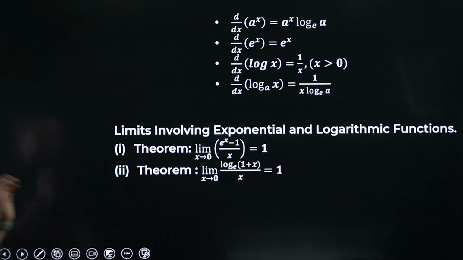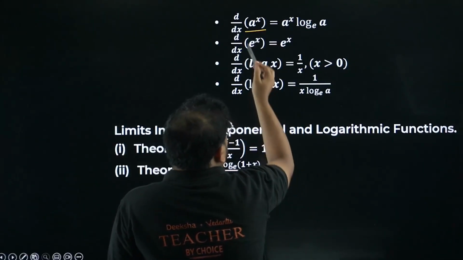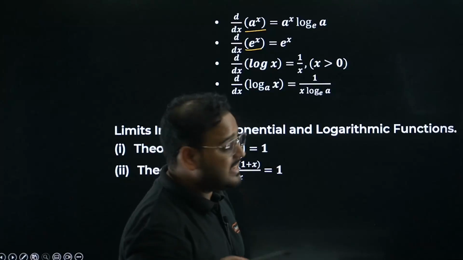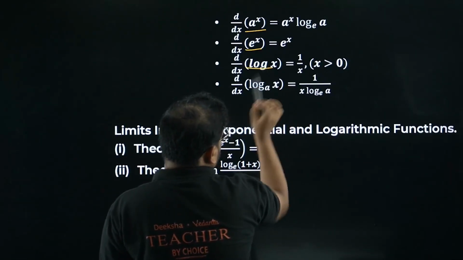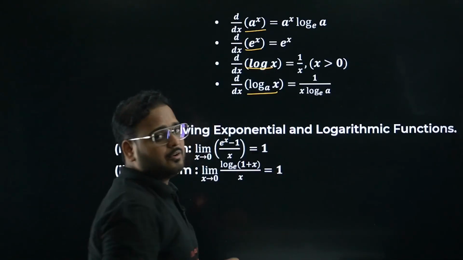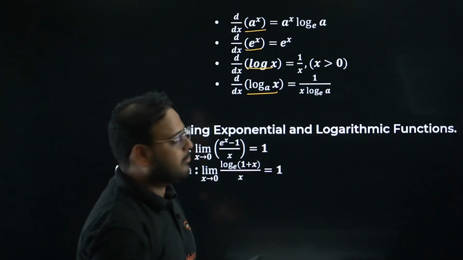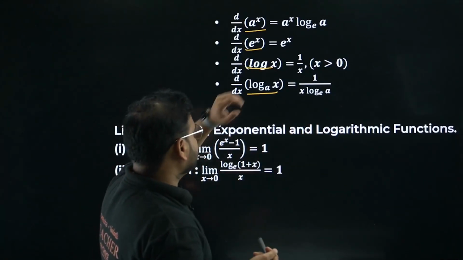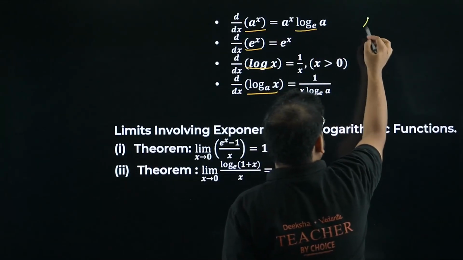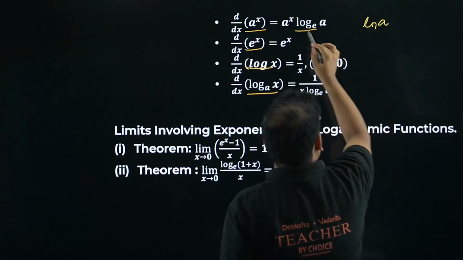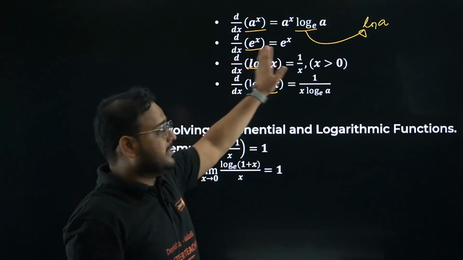Moving on, next we have some formulas for the exponential and logarithmic functions. For natural log x, when the base is e, the formula is 1 by x. When some different base is given, like a, the formula is 1 by x ln a. For a power x, we have a power x ln a. Log of e means ln. Same way, e power x remains e power x.